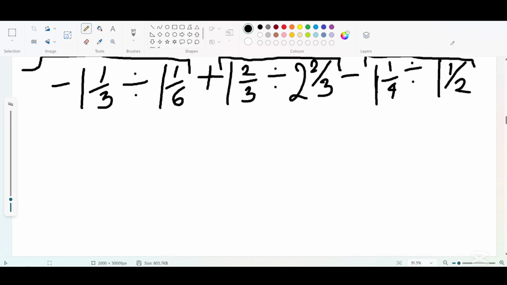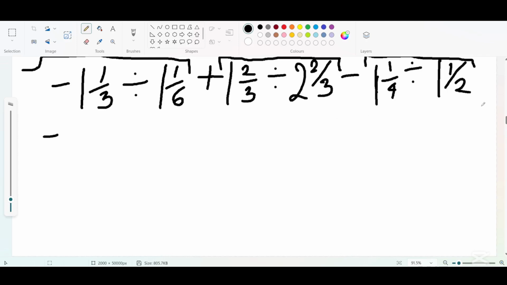So at this point we see that this is division. From here we can see that we have just 3 terms. So there are 3 terms in this expression. The first thing we want to do is change all the mixed fractions to improper fractions. So what do we do here? Change all the mixed fractions to improper fractions.